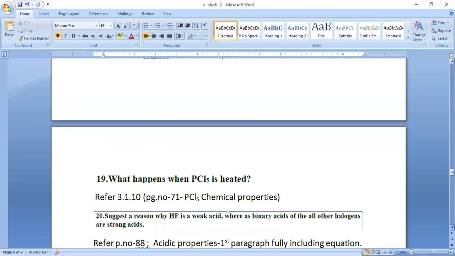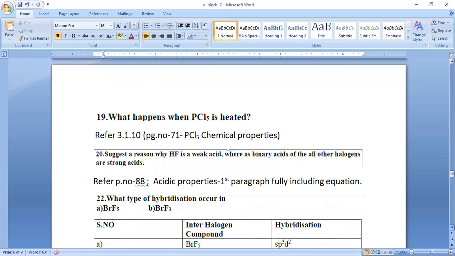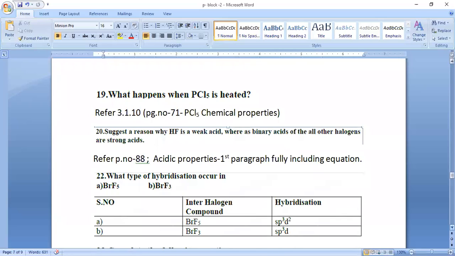Question number 19: what happens when PCl5 is heated? The answer is on page number 71, refer to 3.1.10, under the content PCl5 chemical properties. Suggest a reason why HF is a weak acid, whereas binary acids of all other halogens are strong acids. The answer is on page number 88, under the content acidic properties. The first paragraph you need to read fully, including the equation.